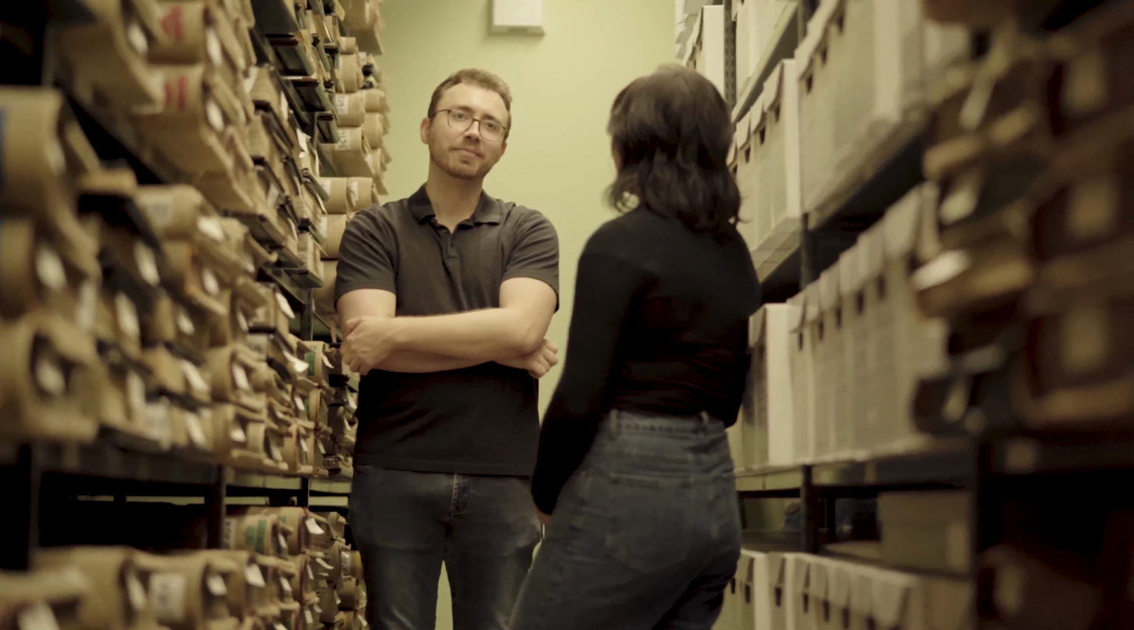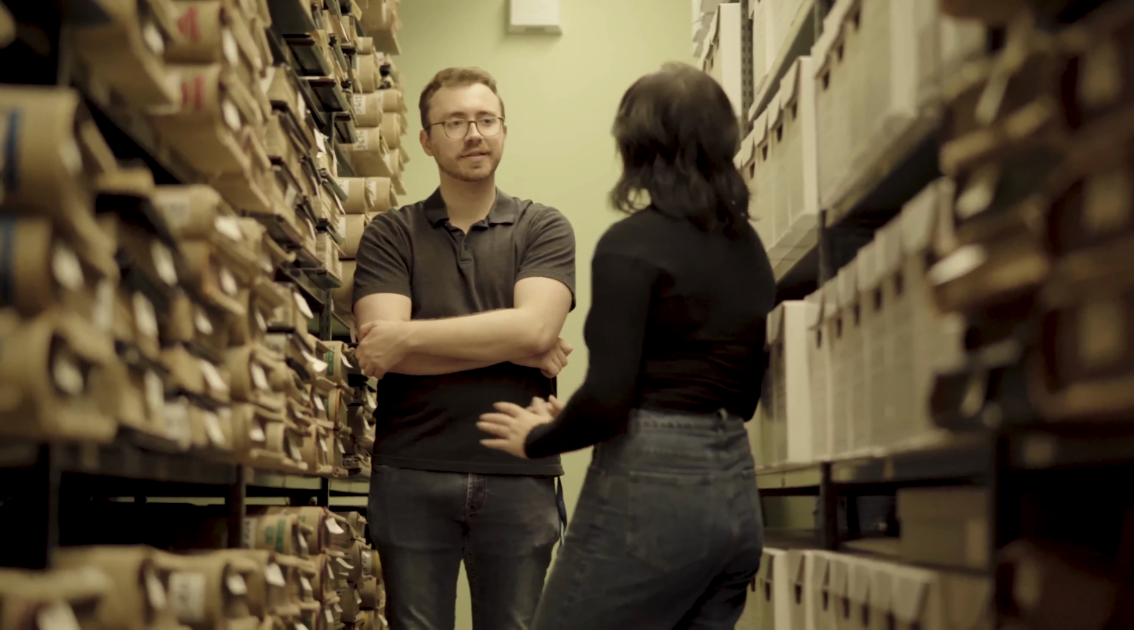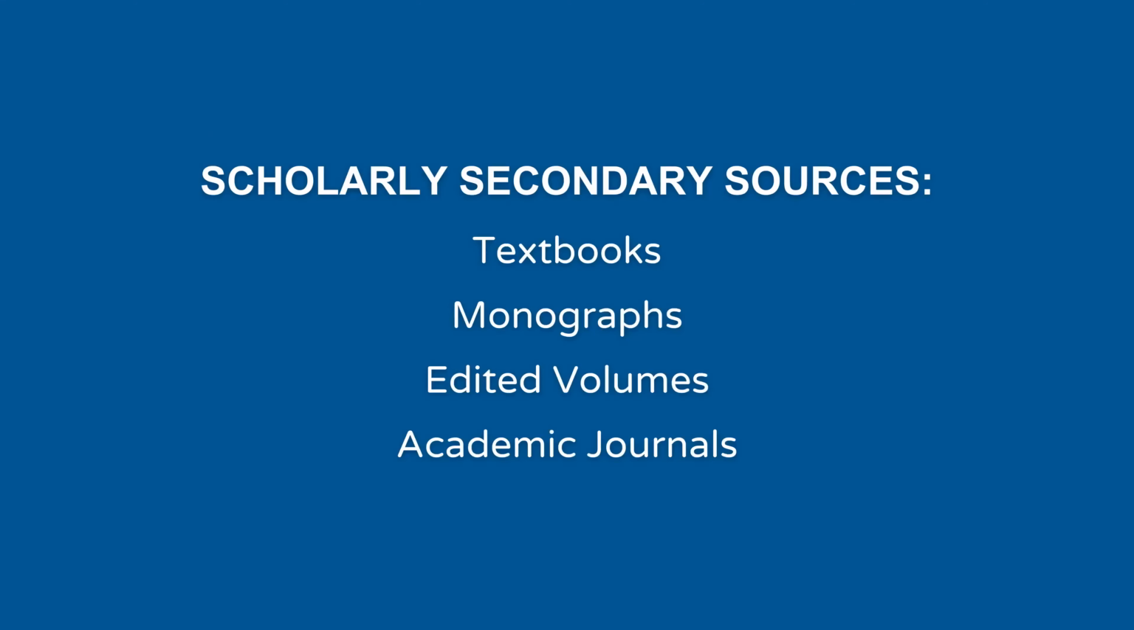So, what is a scholarly secondary source? Scholarly secondary sources are textbooks, monographs, edited volumes, and academic journals that have been written by experts in the field and, through a peer review process, assessed by other experts who agree that the quality of the work is sound.